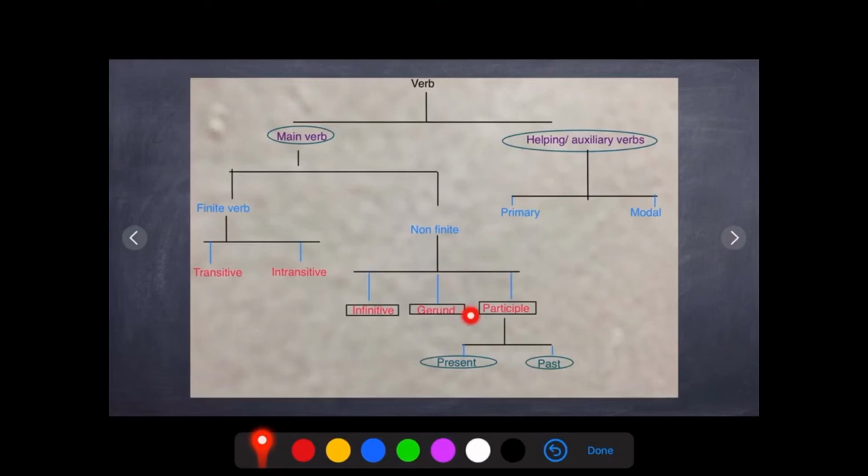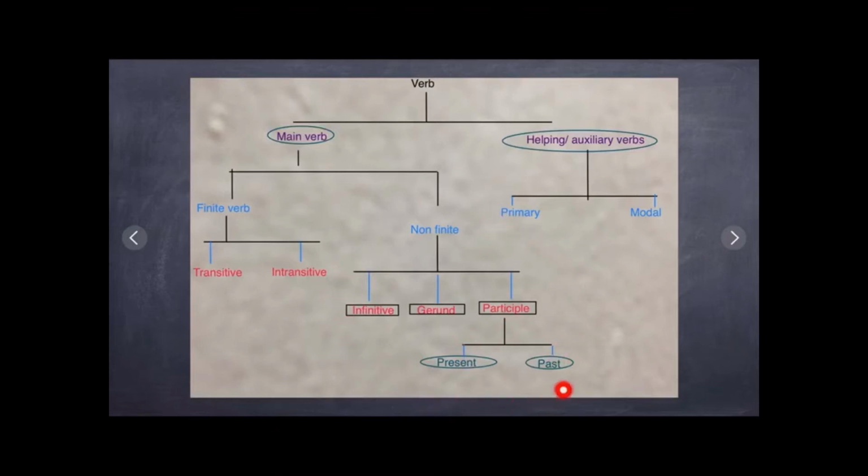and non-finite is divided into infinitive, gerund, participle. Participle is again divided into present and past. So today we are going to study this part, the non-finite, infinitive, gerund, participle, present and past. So we are going to study about this.